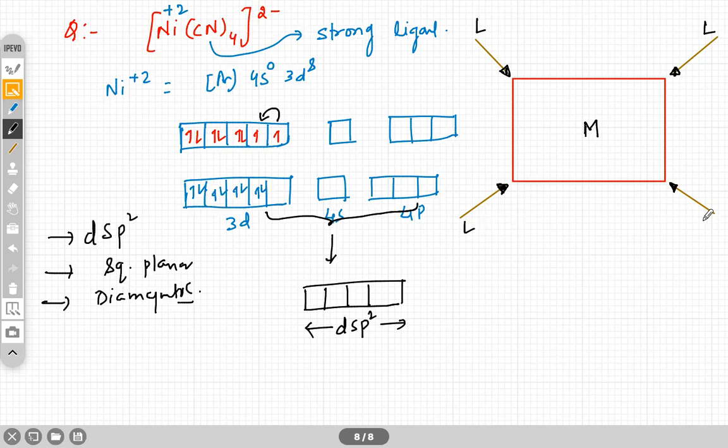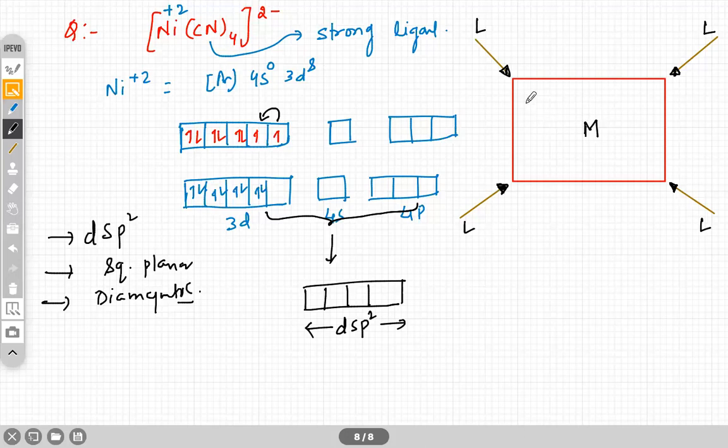Correct? So obviously, the metal has all the d orbitals. The orbitals which are present along these lines will have the maximum probability to be involved in bonding. Yes or no? Are you getting me? Along the line through which the ligand is approaching the metal, whatever orbital is present, that particular orbital will have the maximum probability to be involved in the bonding, because the ligand is approaching towards that orbital.